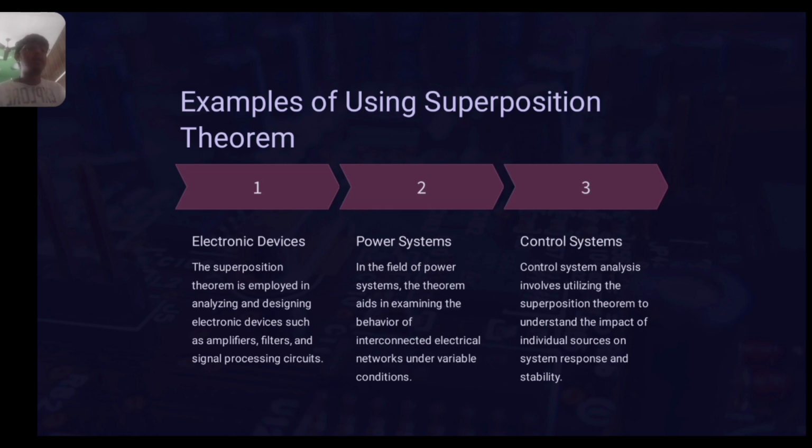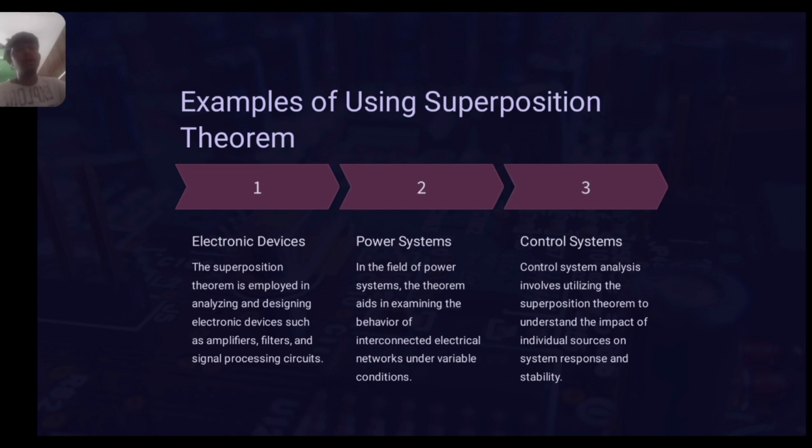Then another example, power systems. In the field of power systems, the theorem aids in examining the behavior of interconnected electrical networks under variable conditions. Next, third one, control systems. Control system analysis utilizes the superposition theorem to understand the impact of individual sources on a system's response and stability.